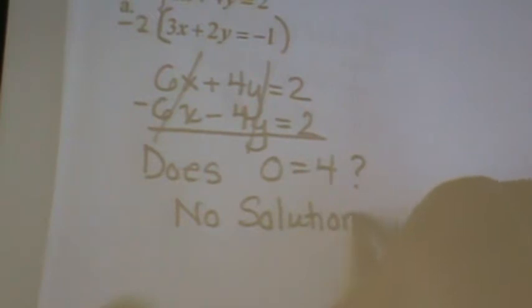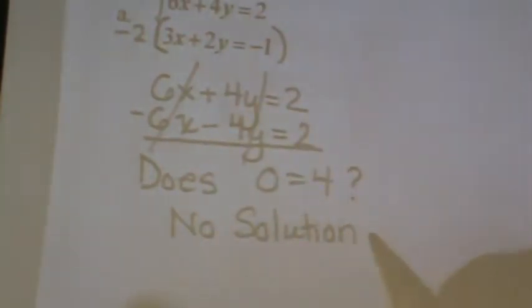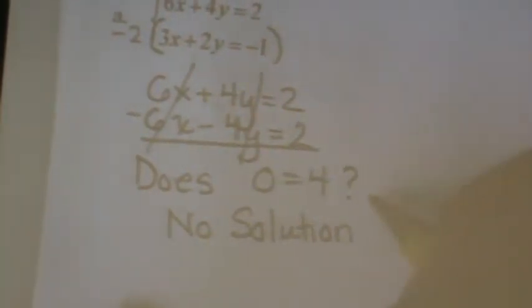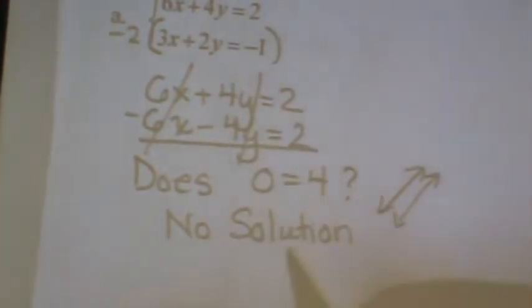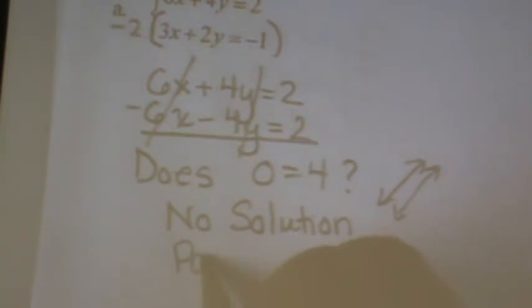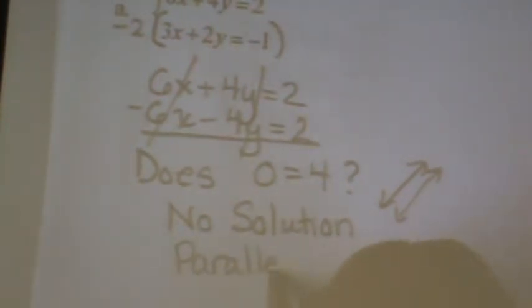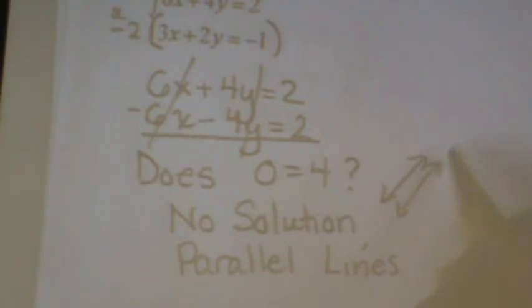If you were to graph these, which case looks like no solution? Parallel. These are parallel lines. They're never going to cross. So without even graphing, as long as I didn't make a math error, these are parallel lines. Are the two lines independent or dependent? Independent. They're still doing their own thing. They're independent of each other.